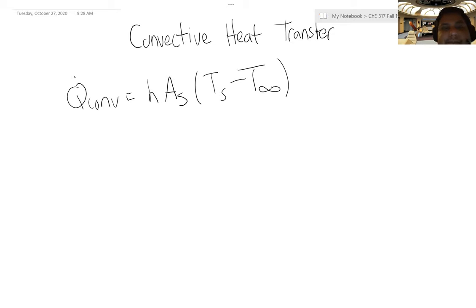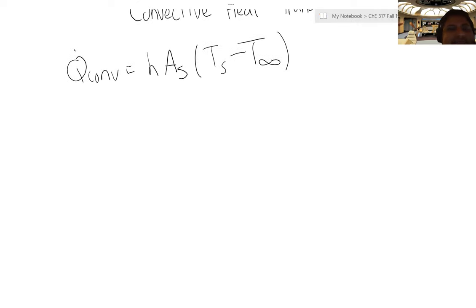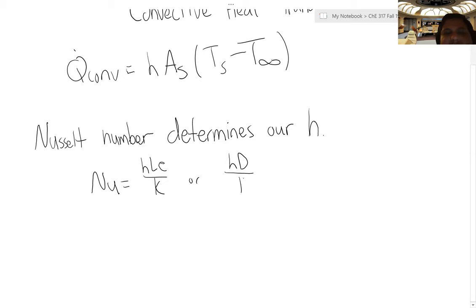Now, when it comes to these types of problems, a lot of times we're concerned with finding our heat transfer coefficient. And so to identify our heat transfer coefficient, we must determine our Nusselt number. Our Nusselt number is equal to hL_c over k, or hD over k for flow through pipes.